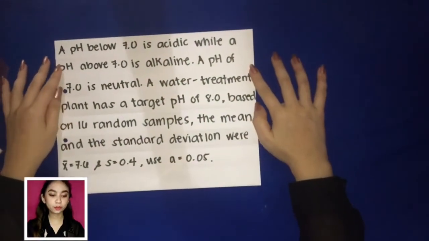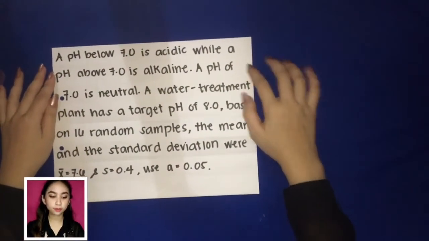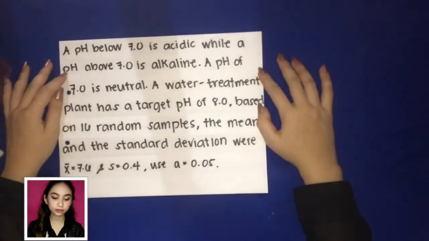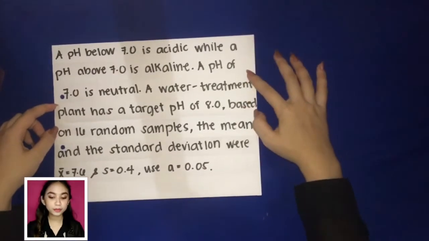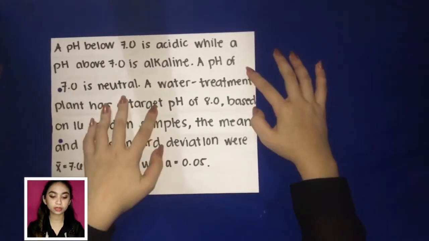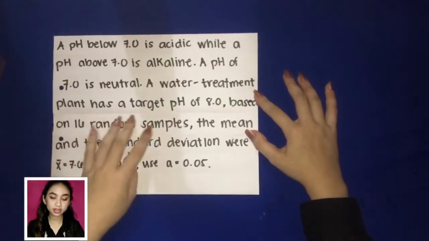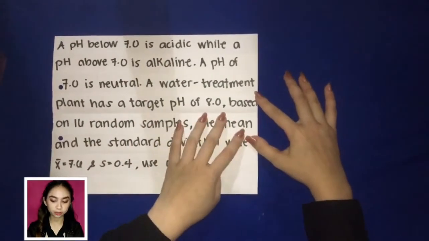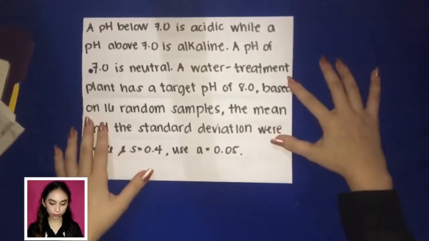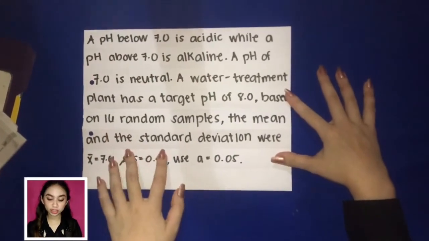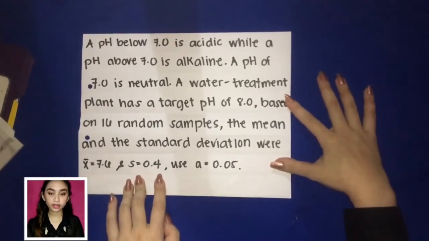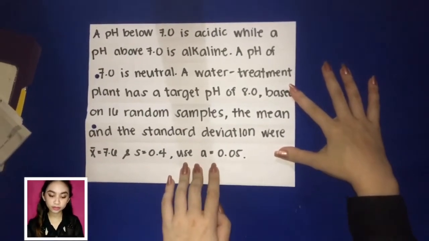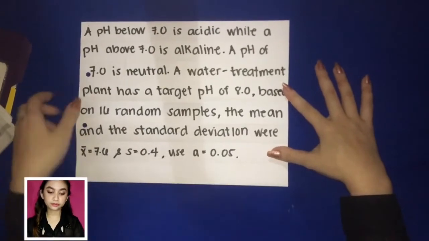And for our last example, a pH below 7.0 is acidic, while a pH above 7.0 is alkaline. This all refers to drinking water. A pH of 7.0 is neutral. A water treatment plant has a target pH of 8.0. Based on 16 random samples, the mean and the standard deviation were 7.6 and 0.4. We will use a level of significance of 0.05.